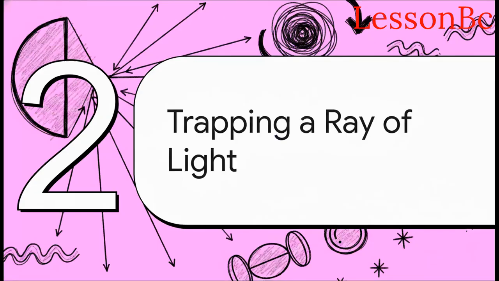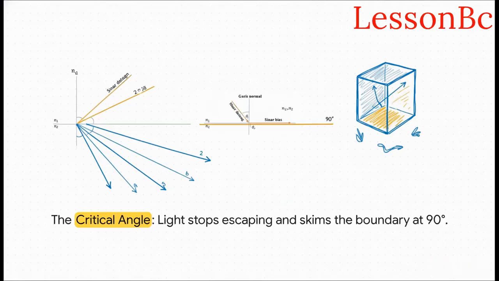Okay, this is where things get really cool. We know light bends away from the normal when it goes from a dense to a less dense medium. But what if we keep increasing the angle that it hits that boundary with? Well, it turns out you can actually trap the light so it can't get out at all. And this image shows that tipping point perfectly. Just watch as the angle of the light ray inside the water gets steeper. See how the escaping ray bends more and more away from the normal?